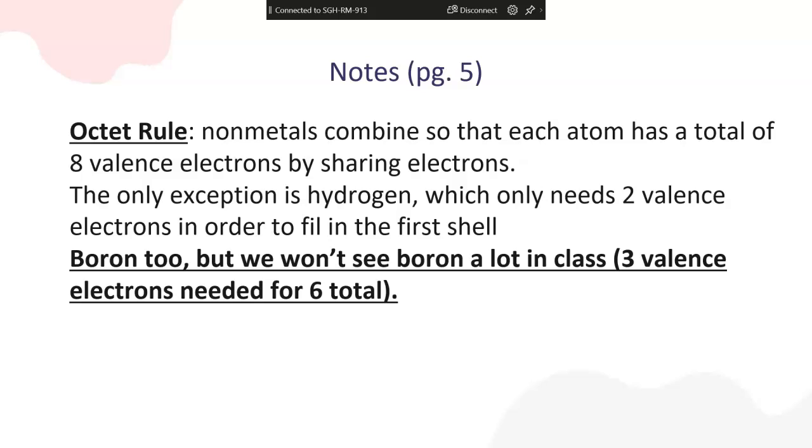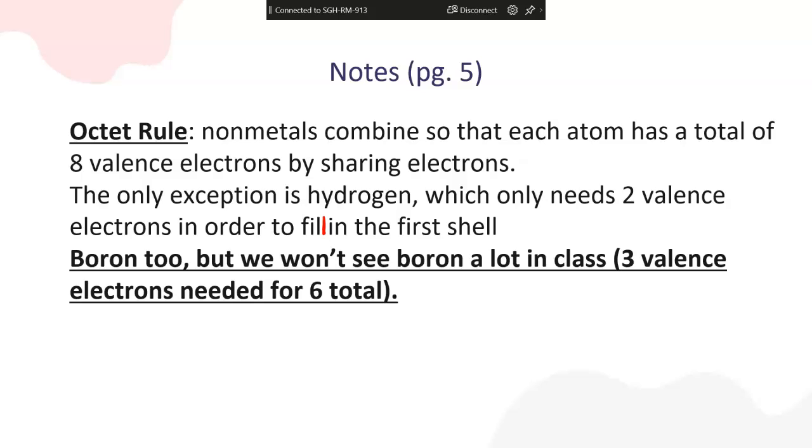So notes, the octet rule. Nonmetals combine so that each atom has a total of 8 valence electrons by sharing the electrons. The only exception, though that's always an exception, is hydrogen, which only needs 2 valence electrons in order to fill in the first shell.